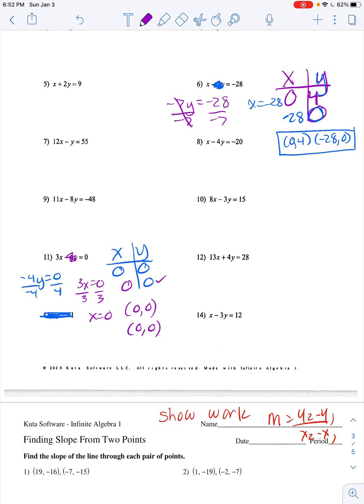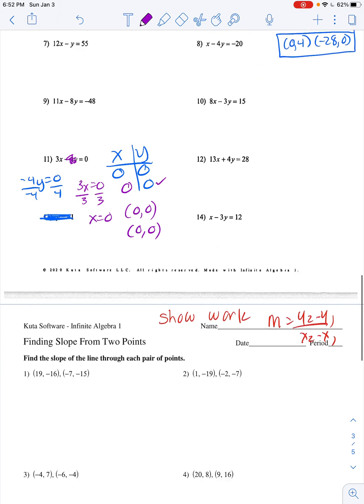Okay, so then I would stop the video again and I would work on this for the day, identifying the intercepts.